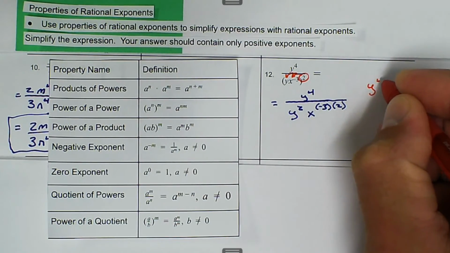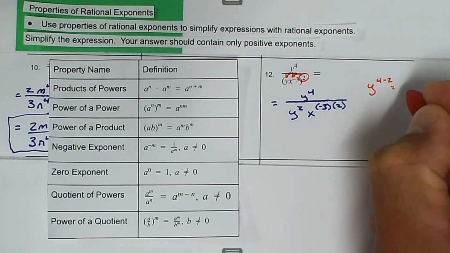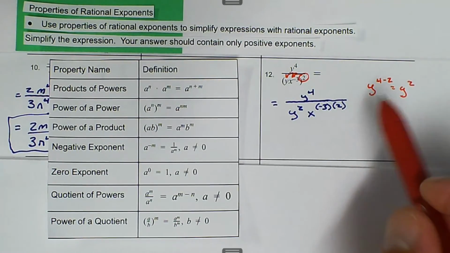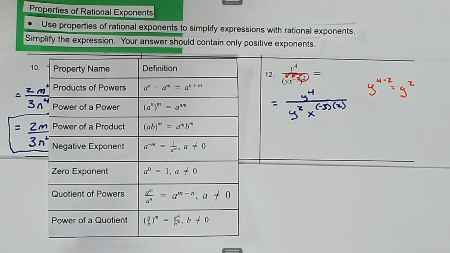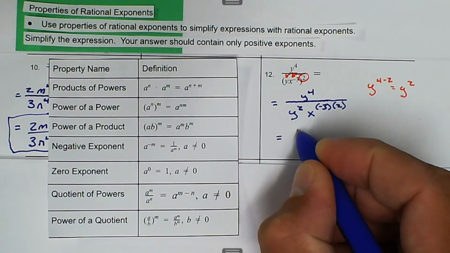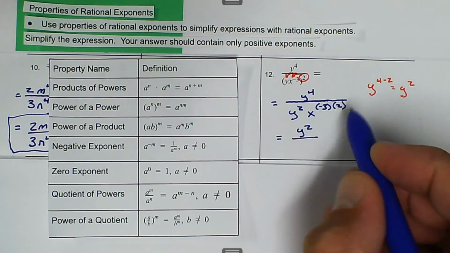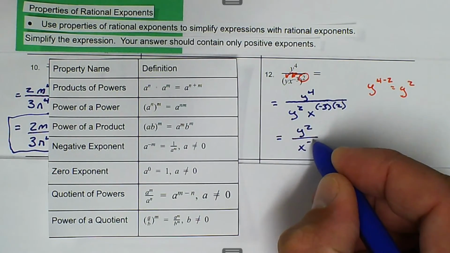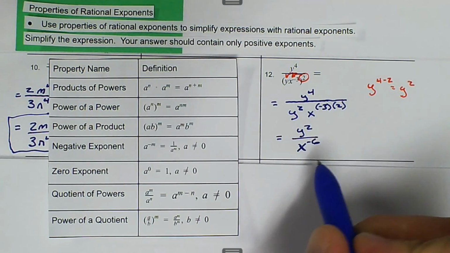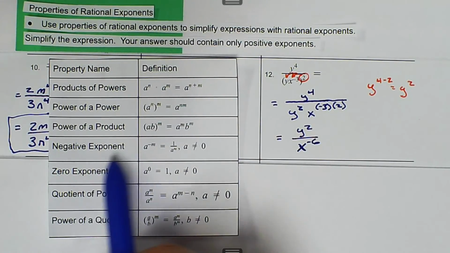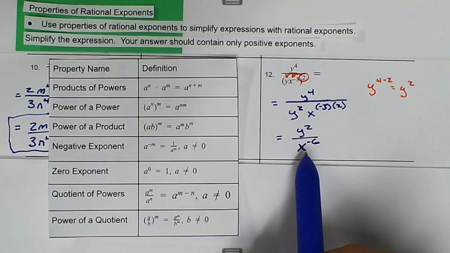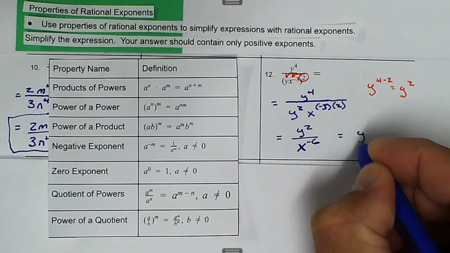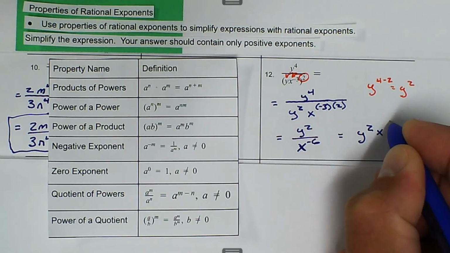So we can say y to the 4th minus 2. That is going to be equal to y squared. So y squared is positive, so that's going to stay in the numerator. So y squared in the numerator, -3 times 2, that's -6. And now here, I can use the negative exponent, and I can move the x to the -6 into the numerator and make it positive. So that becomes y squared x to the 6th.